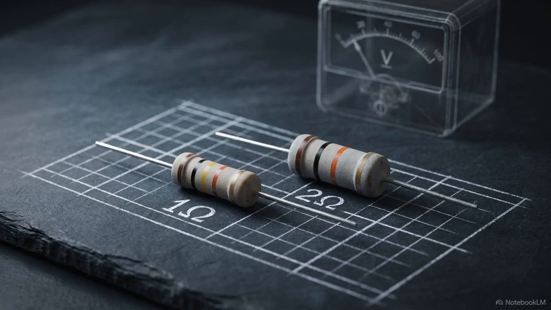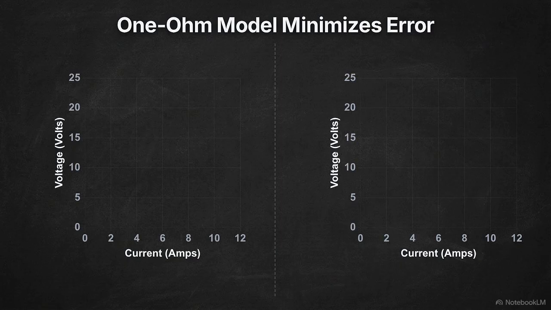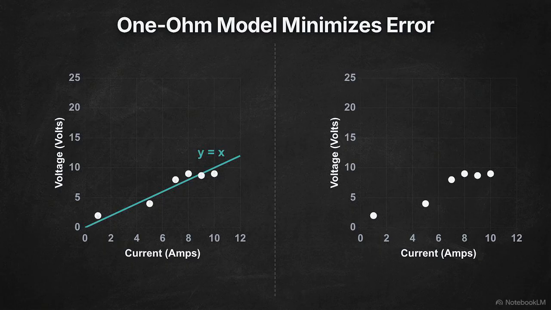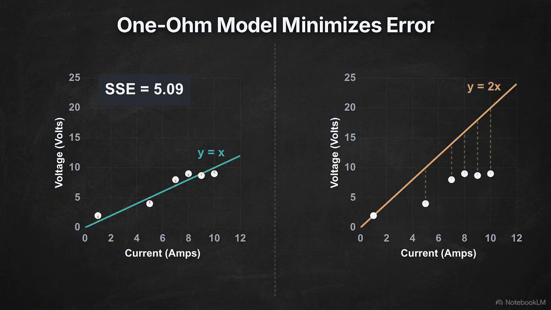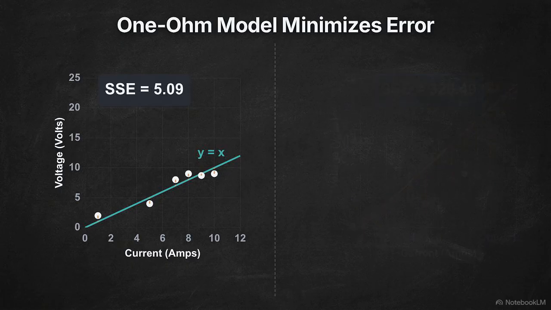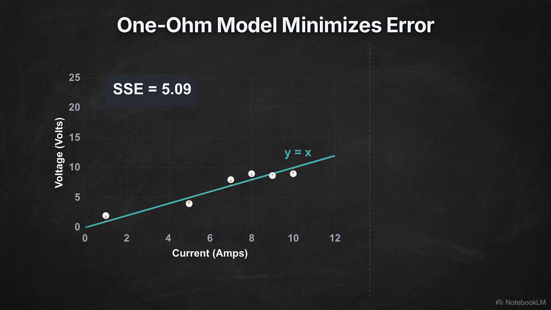With our metric defined, we can return to the original physics problem and evaluate our two resistance models. Our first hypothesis, the 1 ohm model, yields an SSE score of 5.09. The second hypothesis, the 2 ohm model, returns a significantly higher SSE of 328.49. Since our goal is minimizing error, the math proves the 1 ohm resistor is the correct physical fit.